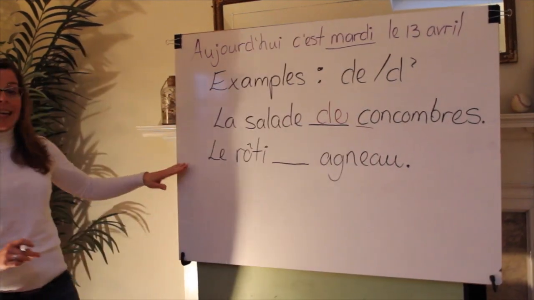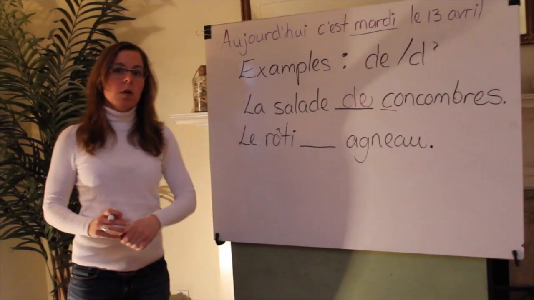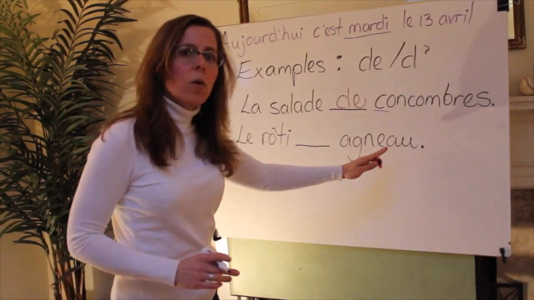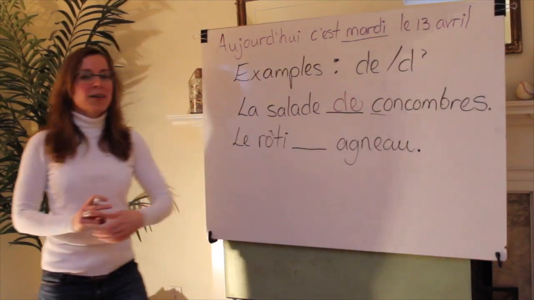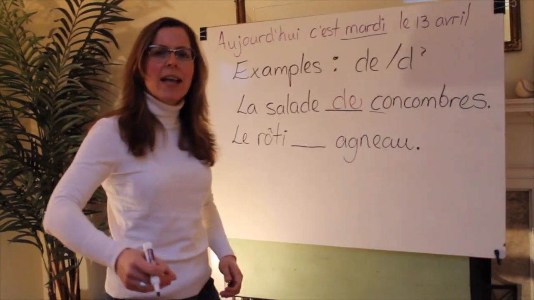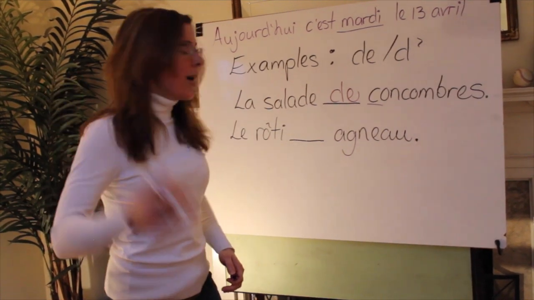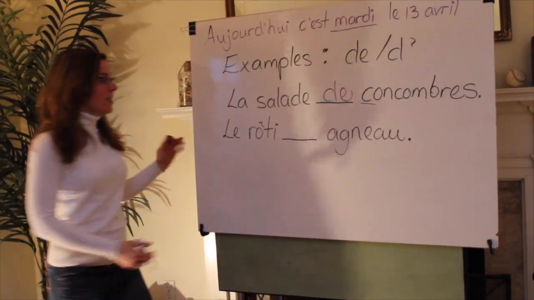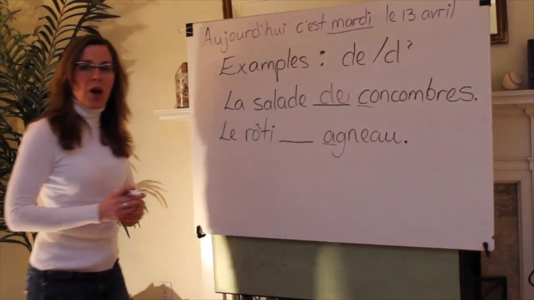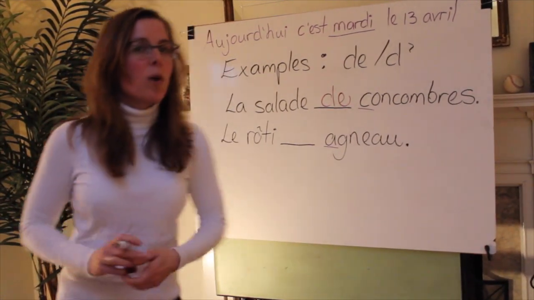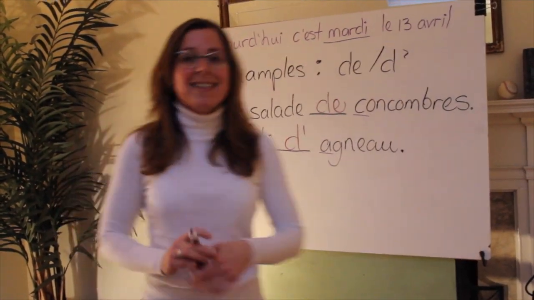Okay, now example number 2. Le rôti, agneau. What does it mean, agneau? That's right, lamb. Okay, say it with me. Agneau. Agneau. Très bien. Okay, le rôti, agneau. Oui, you saw it starts with a vowel. Okay, so d'. Très bien.